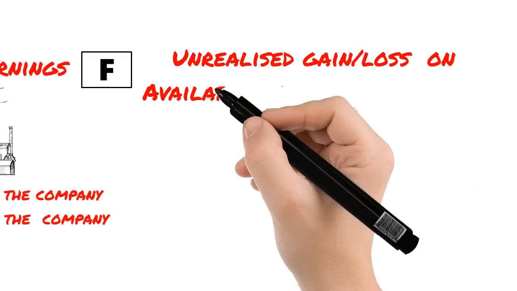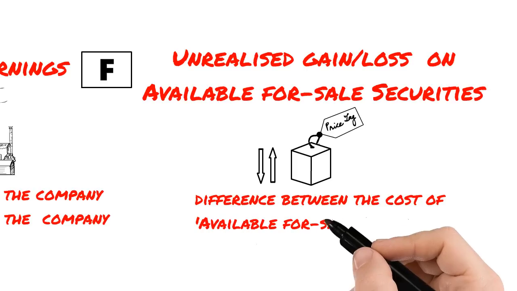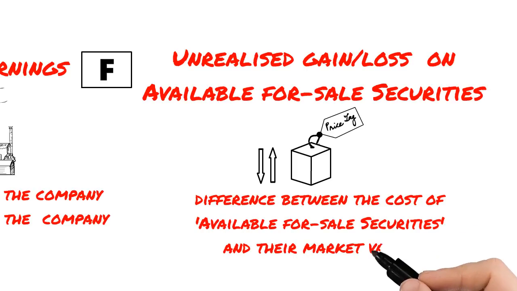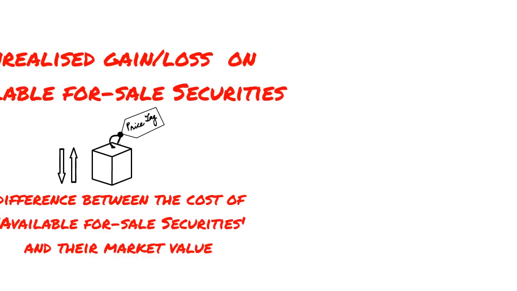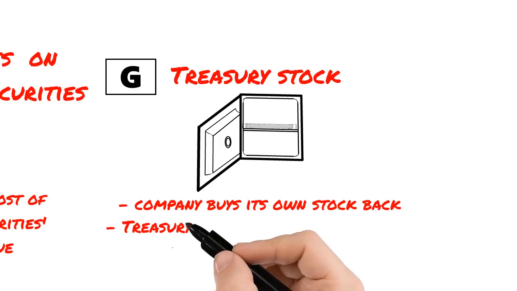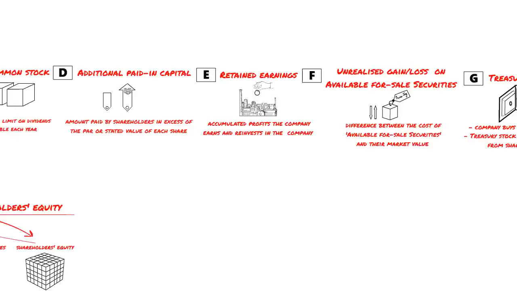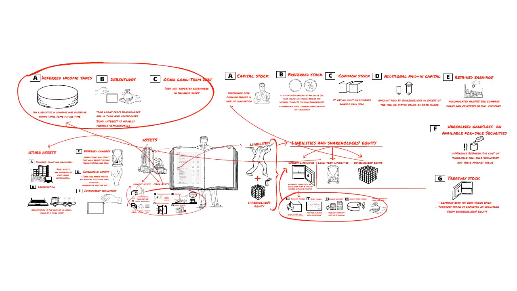Unrealized gain or loss on available-for-sale securities is the difference between the cost of available-for-sale securities and their market value. Treasury stock: when a company buys its own stock back, it is reported as treasury stock. Treasury stock is reported as a deduction from shareholders' equity. Total shareholders' equity is the sum of stock, less treasury stock, additional paid-in capital, retained earnings, and unrealized gains on investment securities available for sale.